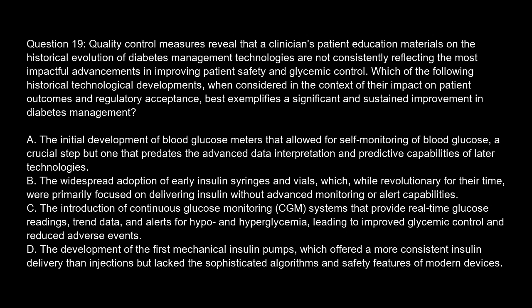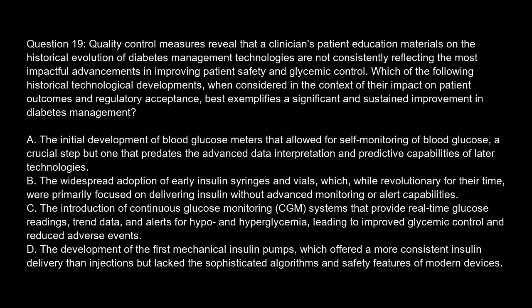Option A. The initial development of blood glucose meters that allowed for self-monitoring of blood glucose, a crucial step, but one that predates the advanced data interpretation and predictive capabilities of later technologies. Option B. The widespread adoption of early insulin syringes and vials, which, while revolutionary for their time, were primarily focused on delivering insulin without advanced monitoring or alert capabilities.